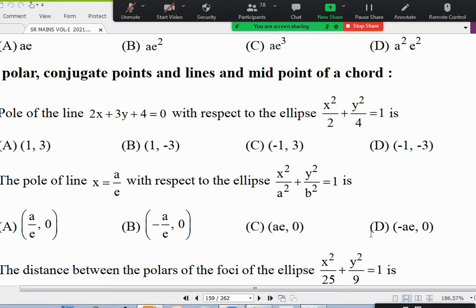For the point of contact, what is the formula? If Lx plus My plus n equal to 0 is a tangent, there is a formula for the point of contact with the ellipse. Anybody remember that? All of you are able to hear me or not? Yes, sir. Okay. What is the formula for the point of contact of the line Lx plus My plus n equal to 0? Don't say every time I will derive it. You have to remember the formula.